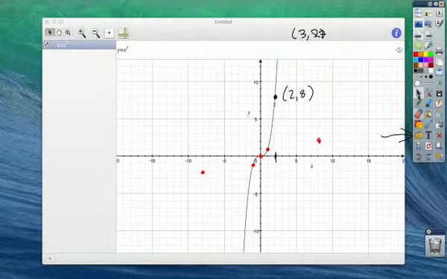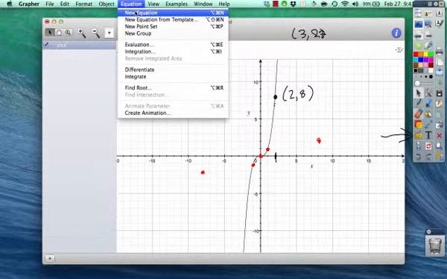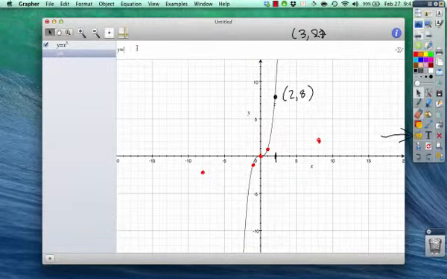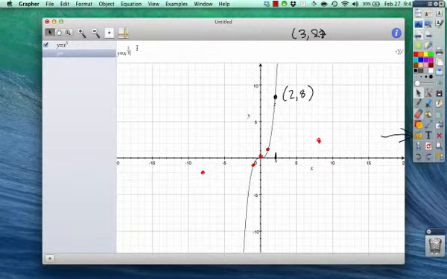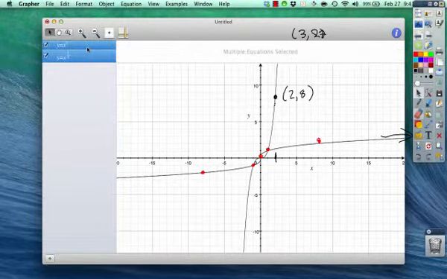Let's see. So we can actually do that on here, which is awesome, right? Do a new equation. We'll have this be x to the 1/3. And there it is. Okay. Those are my two functions, right? The original one and the new one.